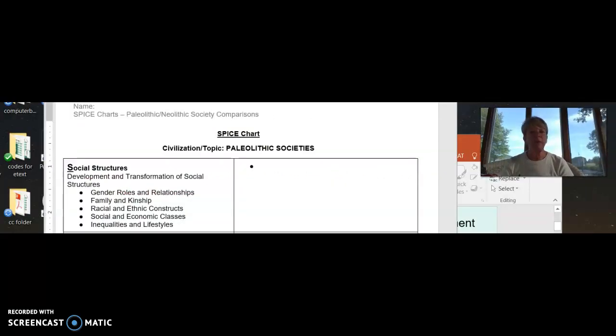At this point, I'd like to explain the SPICE charts. SPICE is an acronym, and we will be using these to compare civilizations throughout the course of our study in world history. And SPICE, like I said, is an acronym, and the thing that we're looking for here is your ability to understand social structures. That's the S, and we'll be looking at gender roles, relationships, family and kinship, racial and ethnic constructions, social and economic classes, and inequalities and lifestyle. So as you're reading, you'll be wanting to consider those aspects.